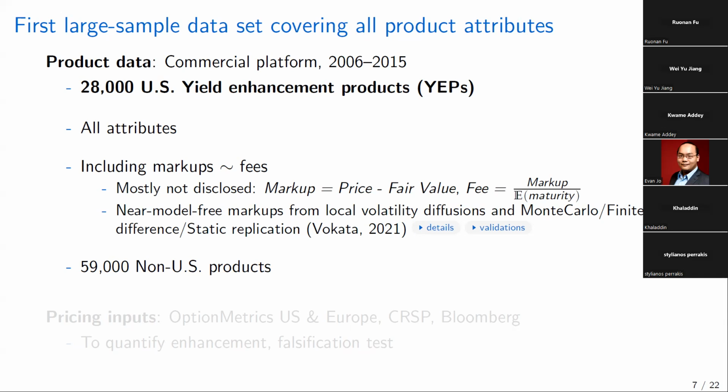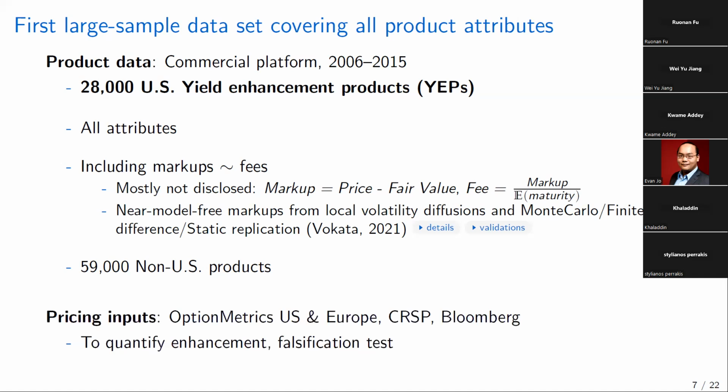The markups are mostly not disclosed because for most of my period, issuers didn't have to disclose the fair value of the security. And so this is also one of the reasons why researchers often struggle with observing the costs of the securities. I will be using near model-free markup, which I developed in my previous work. So they are estimated either using Monte Carlo simulations or finite difference methods or static replication together with local volatility diffusions. I will be using standard pricing inputs. The most important input is the implied volatility of the underlying, which is going to come from OptionMetrics.